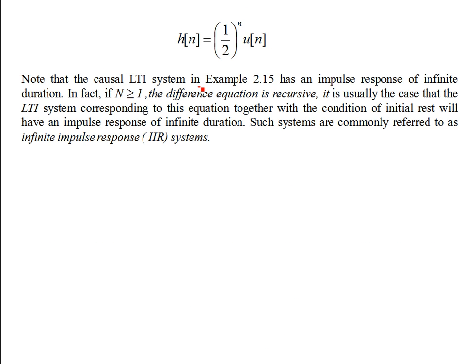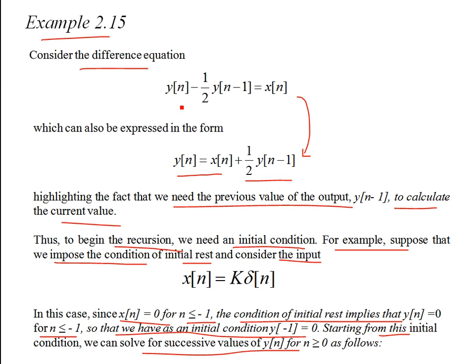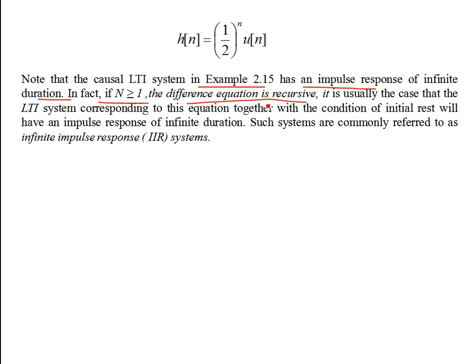Note that the LTI system in 2.15 has an impulse response of infinite duration. In fact, if n is greater than or equal to 1, the difference equation is recursive. So you see over here, this is already in the form of recursion that requires the past output. It is usually the case that LTI systems corresponding to this equation, together with the condition of initial rest, will have an impulse response of infinite duration. Such systems are commonly called infinite impulse response systems. Okay, that's all.